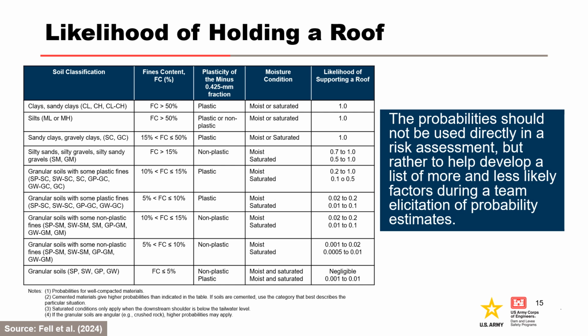As previously mentioned, the presence of a structure or hard layer and soil properties are primary factors to consider in roof formation. This table summarizes the likelihood of holding a roof for various materials. As shown, soils with a fines content greater than 15% are much more likely to support a roof than soils with a fines content less than 15%. The probability should not be used directly in a risk assessment, but rather used to help develop a list of more and less likely factors during a team elicitation of probability estimates.